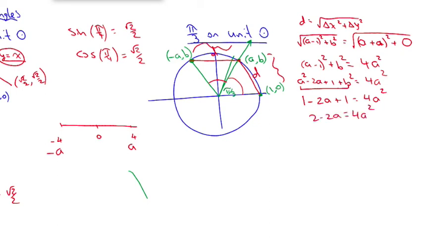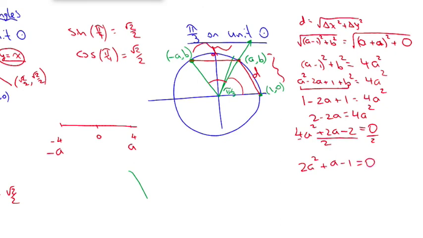You want to move it to the other side. So you get 4A squared plus 2A minus 2 equals 0. And then factor it out. The only thing common is 2, so divide both sides by 2, and you get 2A squared plus A minus 1 equals 0.